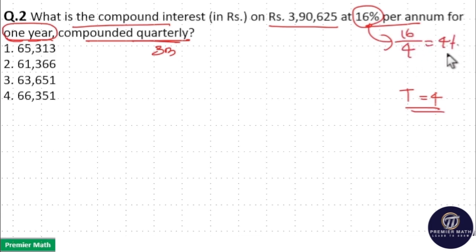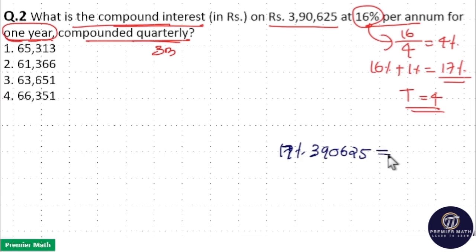Now, if you calculate simple interest for 4 quarters, it will be equal to 4 into 4, 16%. But here it is compound interest. So if I add nearly 1% to it, this will become 17%, and this is the approximate compound interest for 4 quarters. Now, if you calculate 17% of the sum 3,90,625, that will be your approximate value.